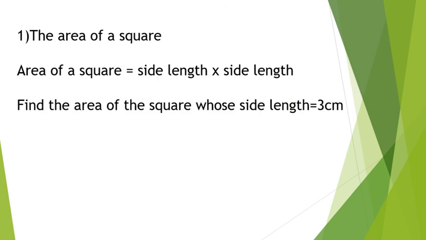The area of square. To find the area of square, multiply side length by side length. Then you have here the perimeter of square is side times 4. The area of square is side length times side length. Find the area of the square whose side length equals 3 cm. Then the area equals side times side equals 3 times 3 equals 9 square centimeters.